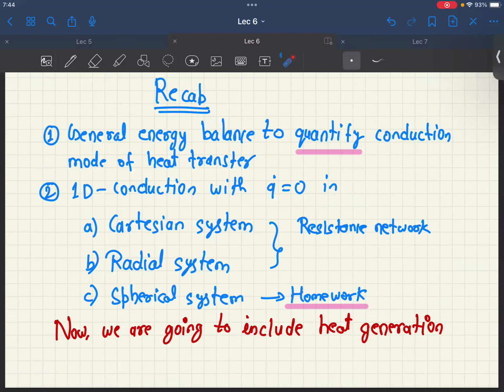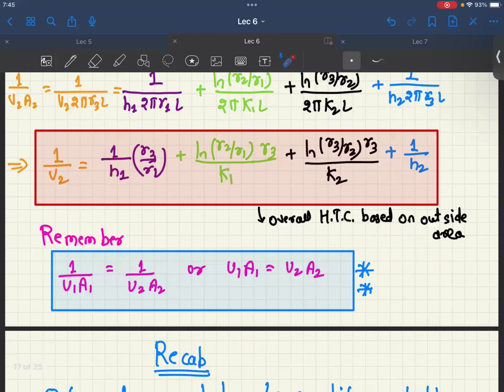So what we have covered till now is this one. We have seen the general energy balance to quantify the conduction mode of heat transfer. We have studied one dimensional conduction with q dot equal to 0 in Cartesian coordinate system and radial coordinate system, ठीक है. अभी हमने radial coordinate system पे पढ़ा. Spherical coordinate system, I'll leave it as homework because whatever we have taught till now, the fundamental way of calculating remains the same. Only instead of that del squared T you will use the Laplacian expansion, you'll use this spherical one that also I have provided. ठीक है.